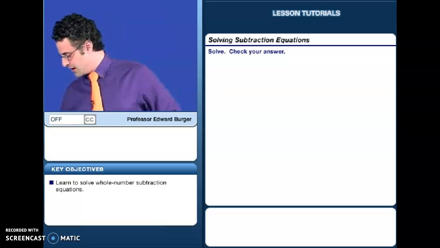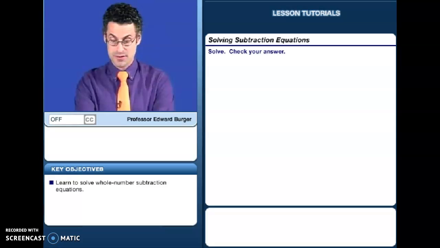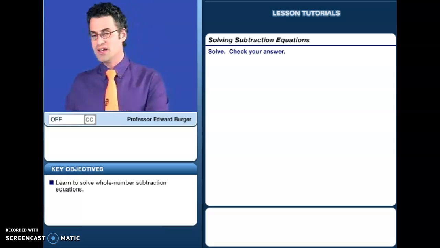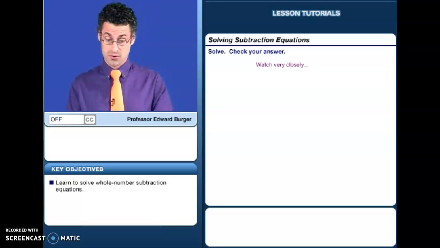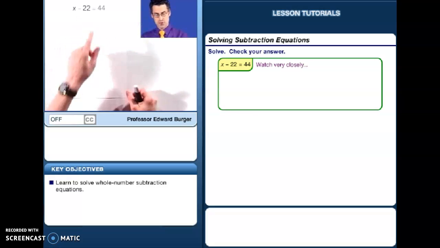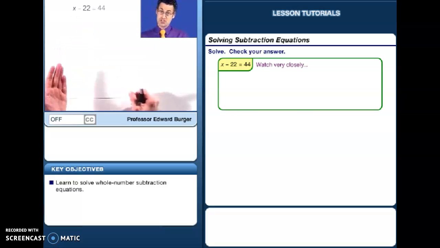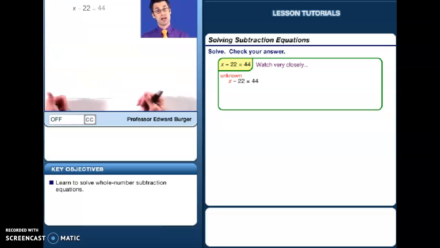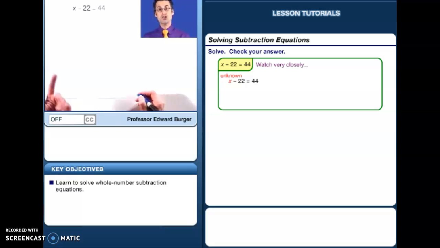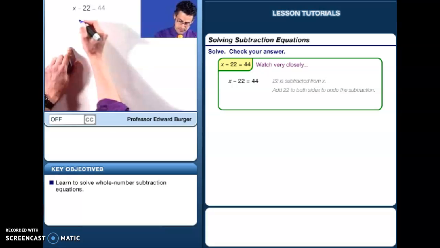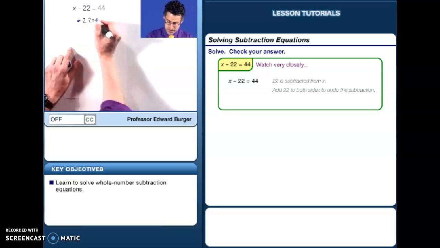And I want to give you a little heads up. I want you to watch this one really carefully, and I want you to see what you think about what I'm doing. Okay? That's your goal. All right, x minus 22 equals 44. The question is, what is the mysterious x? Well, now we're getting into the rhythm of this. We have this x minus 22. We have to undo the minus 22 by adding 22 to both sides.